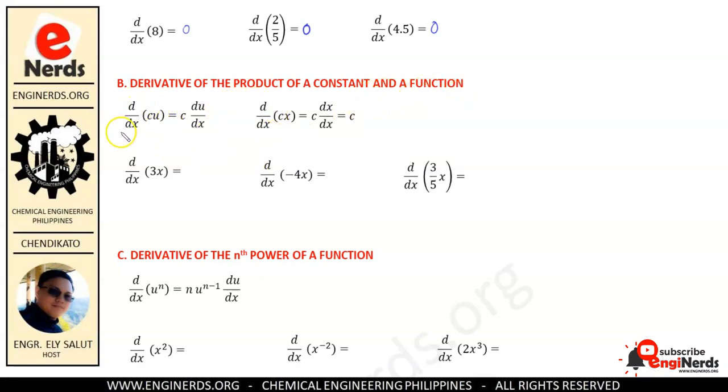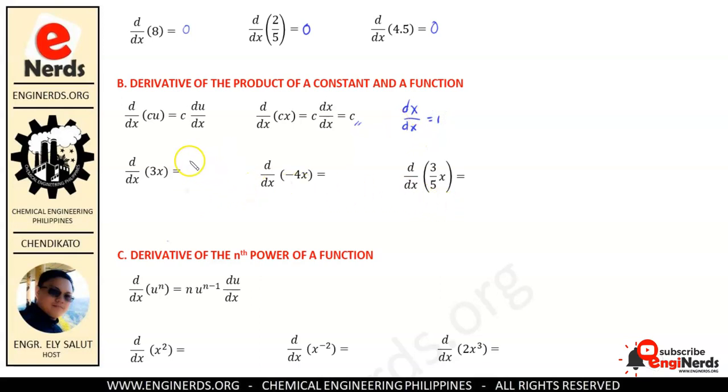Okay? Now, next we have here the derivative of the product of a constant and a function. So, we have here d over dx of c times u, where c is a constant and u is a function expressed in x. So, in here, ilalabas lang natin ang ating constant, then we will take the derivative of our function, no? And if our function is equal to x, we will have here c times dx over dx will be equal to c, no? So, if we have the derivative of x, it is actually equal to 1. So, we have the derivative of x with respect to x, this is equal to 1.